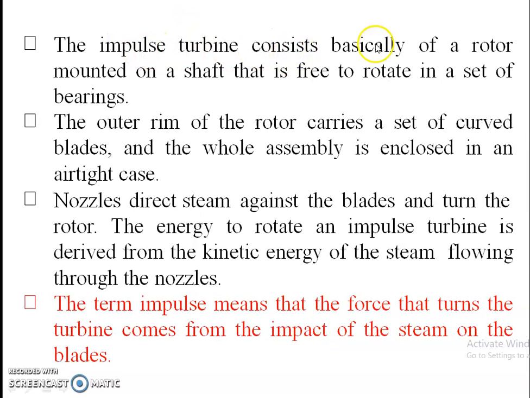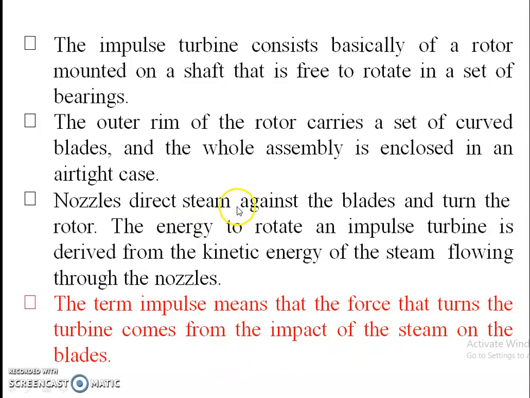An impulse turbine consists basically of a rotor mounted on a shaft that is free to rotate in a set of bearings. The outer rim of the rotor carries a set of covered blades and the whole assembly is enclosed in an airtight case. The nozzle directs steam against the blades and turns the rotor. The energy to the rotor in an impulse turbine is derived from the kinetic energy of the steam flowing through the nozzle. The term impulse means that the force that turns the turbine comes from the impact of the steam on the blades.